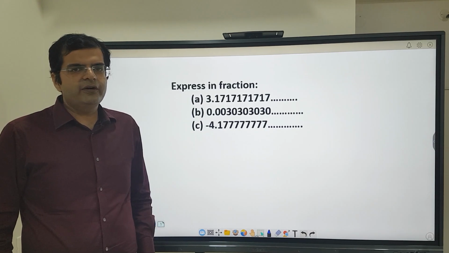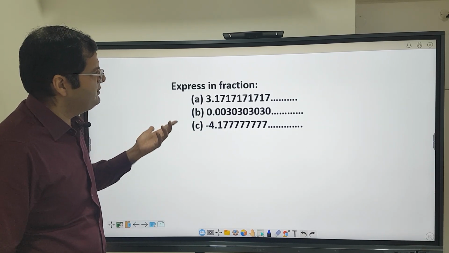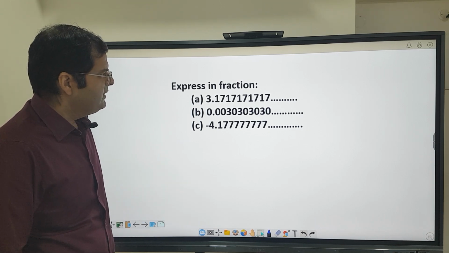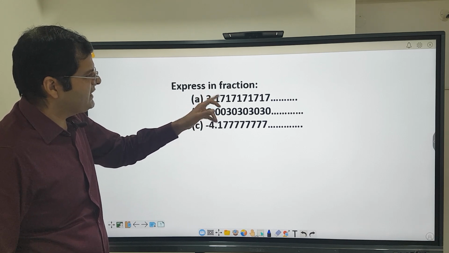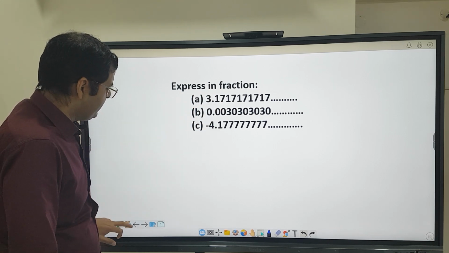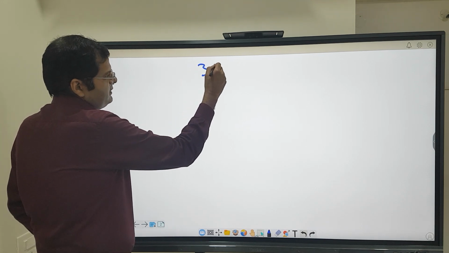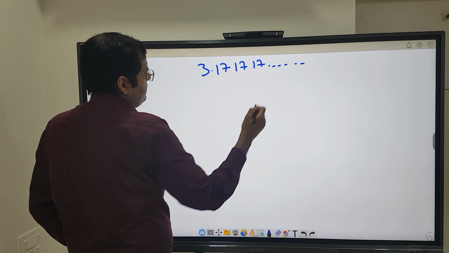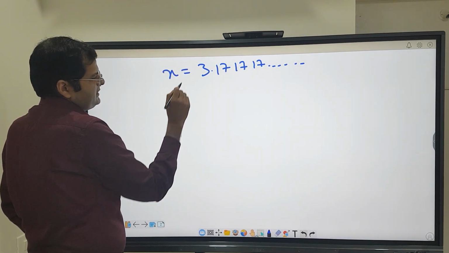So this is the 21st question of the number theory chapter. The question says to express in fractions. These are three numbers, you have to express them in fraction. We'll take each one by one. So the first one is 3.171717. 1717 is getting repeated, endless. So we will first find this 3.171717 and so on. Let this be x.